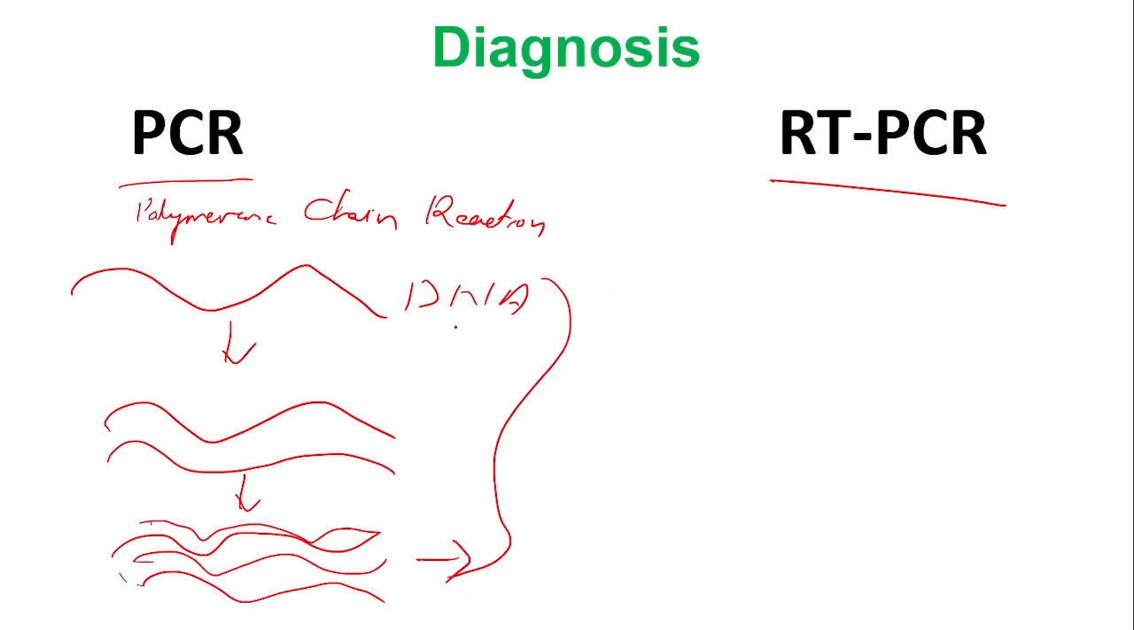So far we can detect only DNA, but we cannot detect RNA. Remember I talked about how the virus has RNA. So first we need to convert this RNA to DNA.